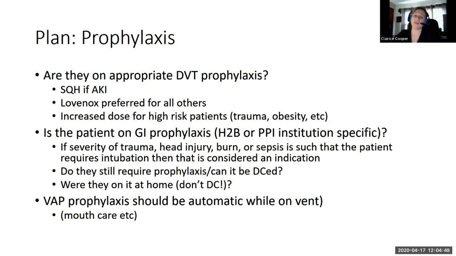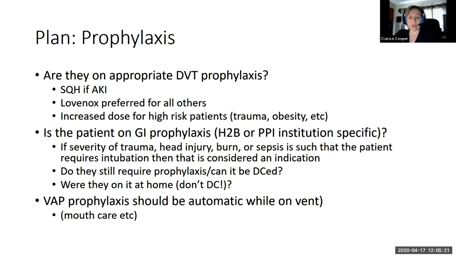You should also look at whether the patient's on GI prophylaxis and whether it is indicated. So it may be institution specific what the preferred agent is, but the question is mostly, do they need it or not? So our typical indications for GI prophylaxis are going to be trauma, head injury, burn, or sepsis. But that doesn't mean that, you know, every little head bonk or finger burn requires GI prophylaxis.